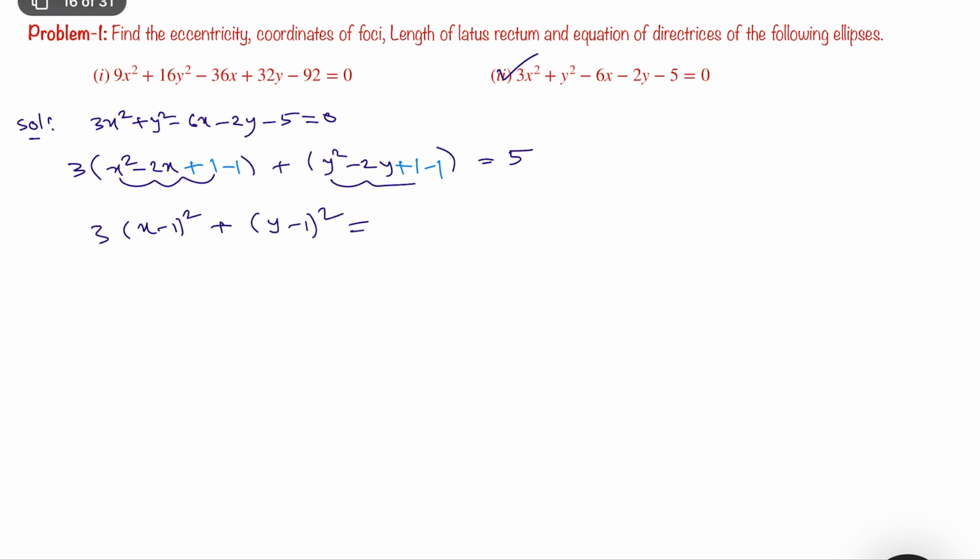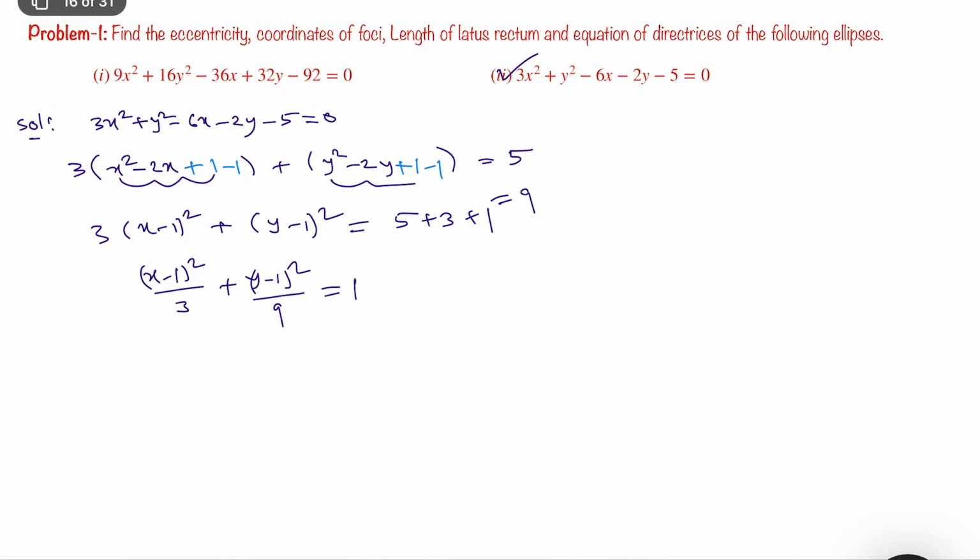Now if I take 3 times minus 1, minus 3 and minus 1 to the right side, then I will have 5 plus 3 plus 1, that's going to be 9. Now if I divide each side by 9, then I will have x minus 1 whole square by 3 plus y minus 1 whole square by 9.